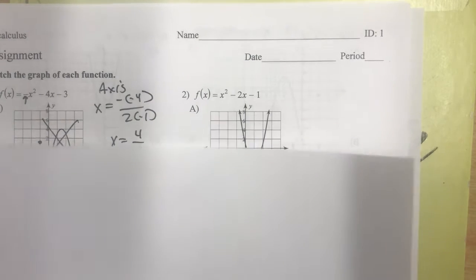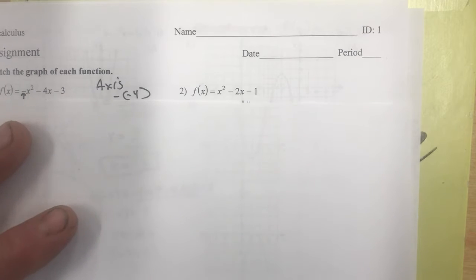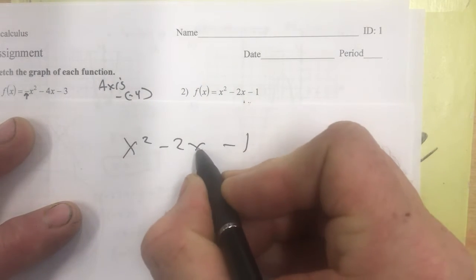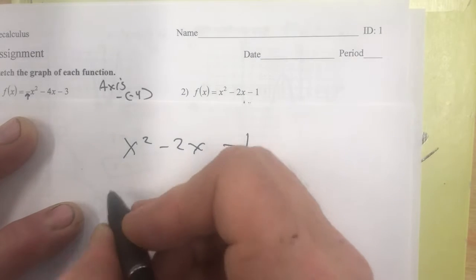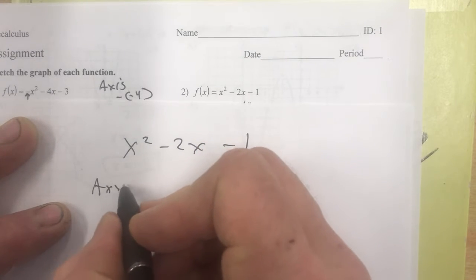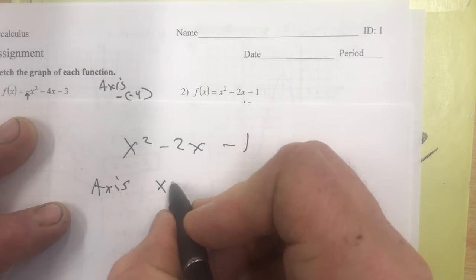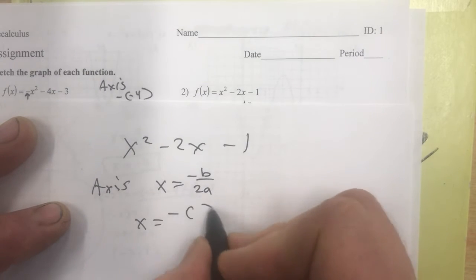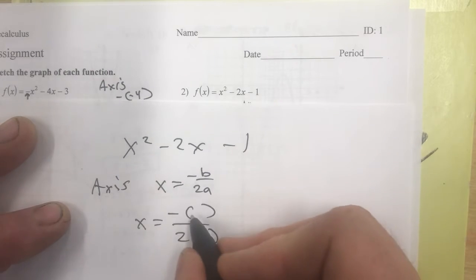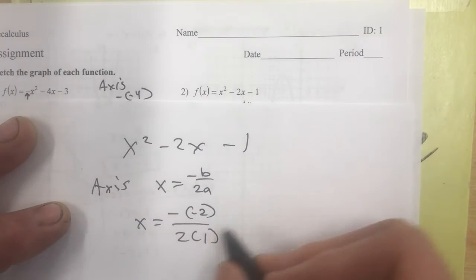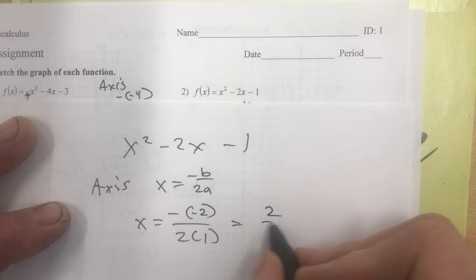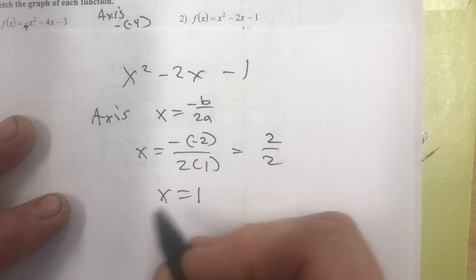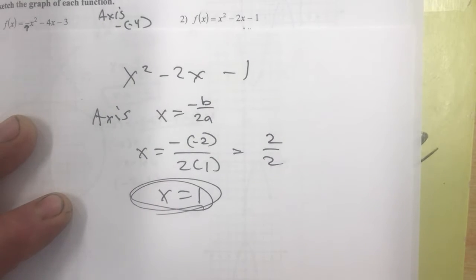All right. So on this one, we have x squared minus 2x minus 1. What's my vertex? Well, the axis of symmetry, x equals -b over 2a. So that means in this one, my b is -2, my a is 1. So that's going to give me 2 over 2, which is 1. There's my axis of symmetry right there.